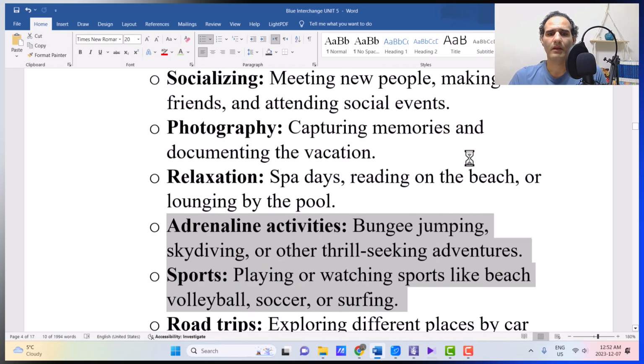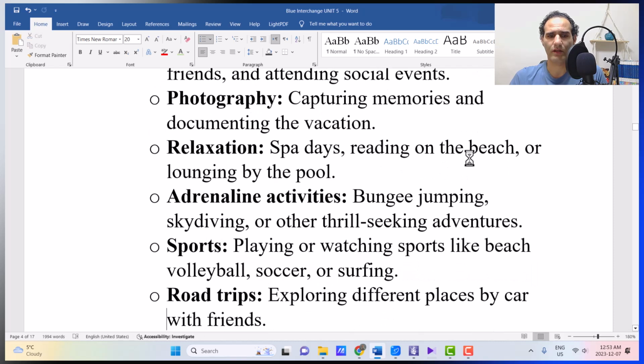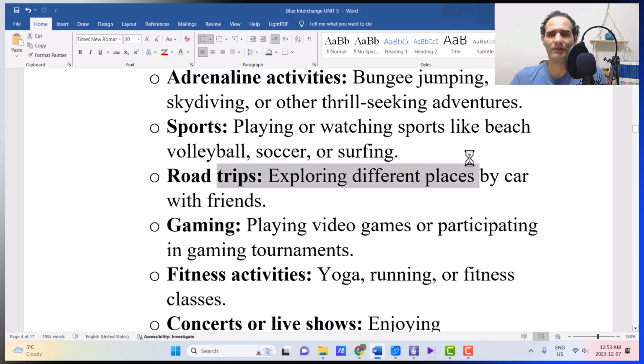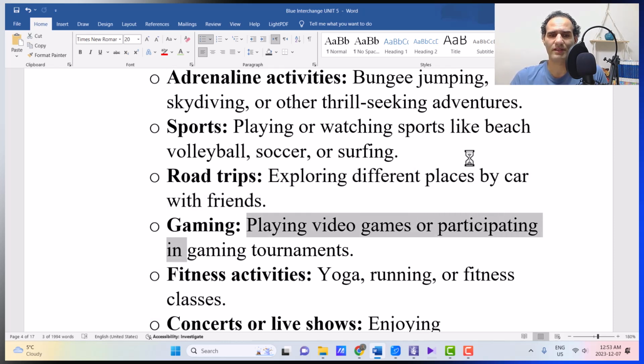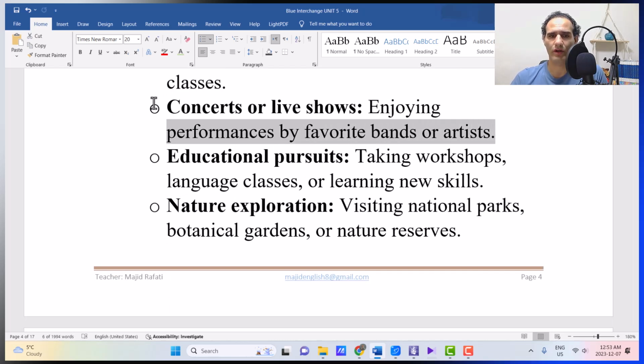Adrenaline activities, bungee jumping, skydiving, or other thrill-seeking adventures. Sports, playing or watching sports like beach volleyball, soccer, or surfing. Road trips, exploring different places by car with friends. Lovely, lovely. Gaming, playing video games or participating in gaming tournaments. Good. Fitness activities, yoga, running, or fitness classes. Concerts or live shows. Enjoying performances by favorite bands or artists.